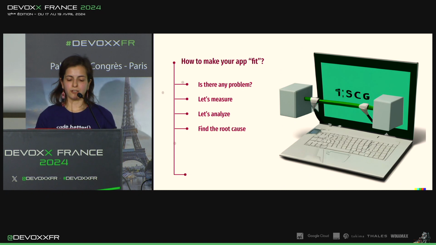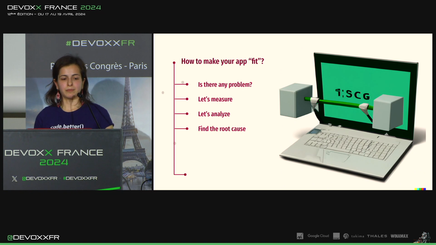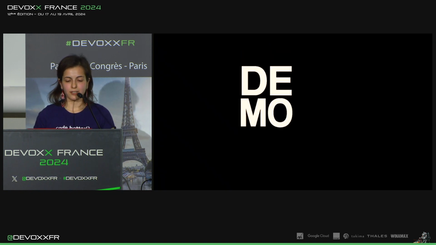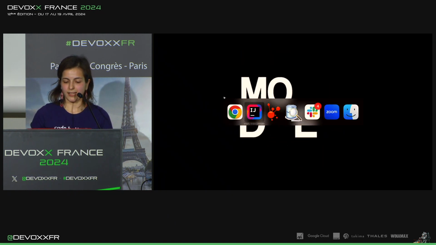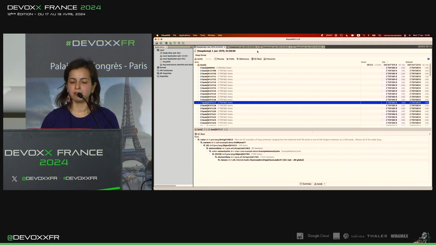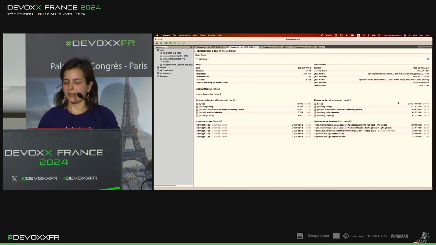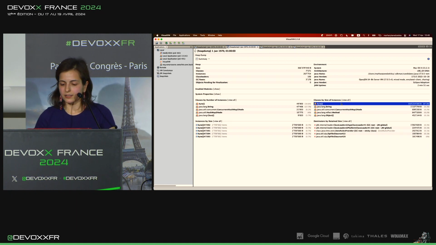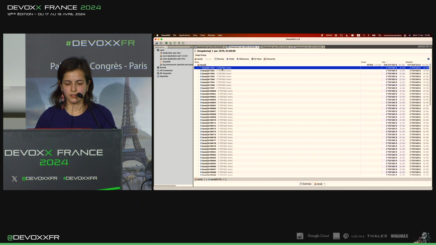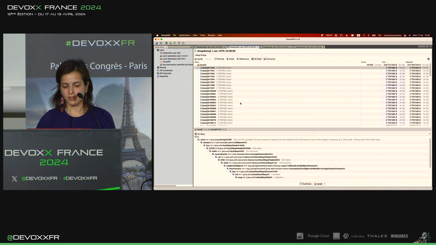Okay, we learned how to analyze, but in this case, it was pretty easy to find the root cause. Sometimes it's not that easy, so let's look at a different example. And this example is also taken from real life. So again, we see a similar situation, 97% here. Let's look at the GC roots.